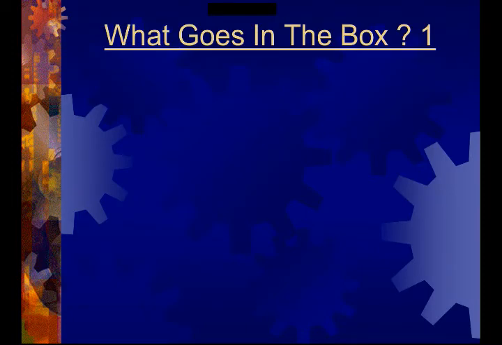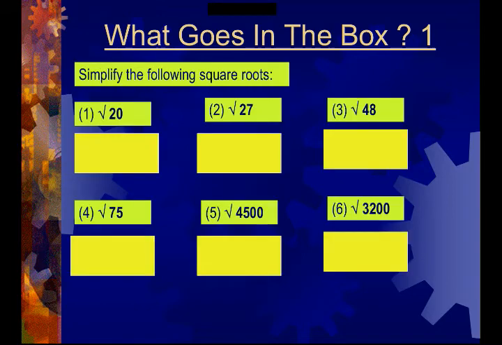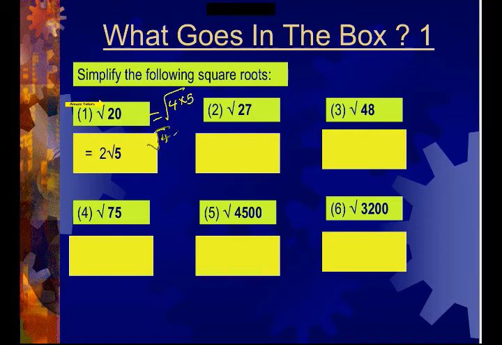I hope you are understanding. We are going to do some more questions. What goes in the box? Simplify the following square roots or surds. So the first question, square root of 20, 4 times 5. Now, so 4 and square root of 5. Square root of 4 is 2, that's why 2.